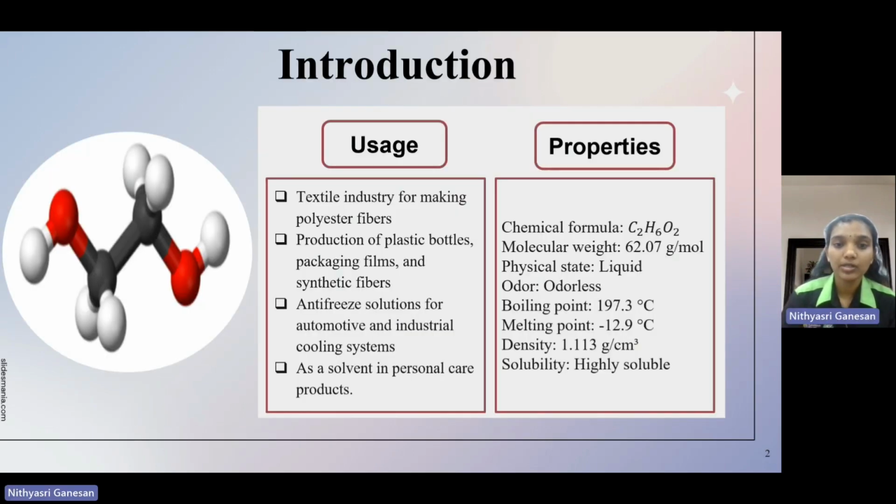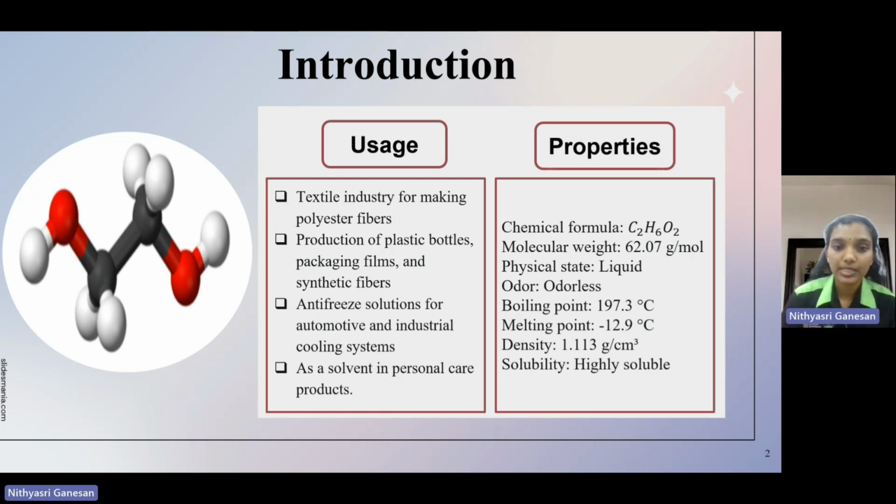Ethylene glycol is a chemical compound with the molecular formula C2H6O2. Diethylene glycol and triethylene glycol are oligomers of monoethylene glycol. It is a colorless, odorless, and sweet-tasting liquid at room temperature. Ethylene glycol is highly soluble in water and miscible with many organic solvents, making it a versatile compound with various applications.